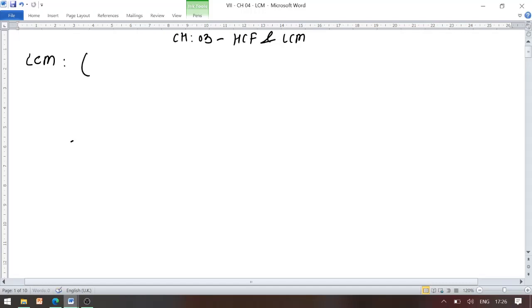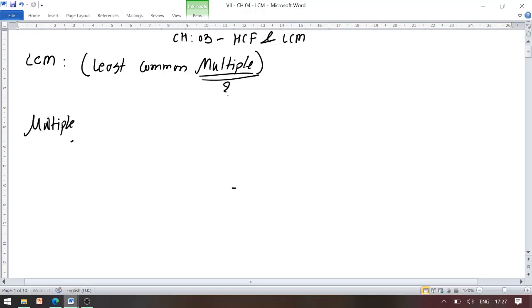The name LCM indicates least common multiple. So let's split the word. First of all we have the multiple. Try to understand what is meant by exactly multiple. Suppose we have to evaluate the multiples of 4. That means we have to write the table of 4 ultimately.